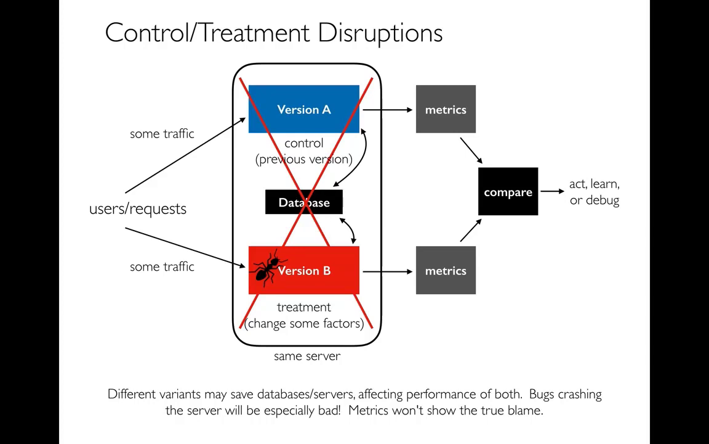Maybe a more horrible case is that version B has a bug in it that crashes the whole server. And hey, guess what? A/B testing makes them look the same. Neither of them are serving many requests because they're usually down. So you have to be careful about that.